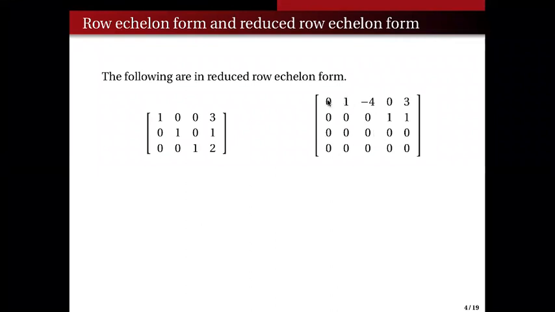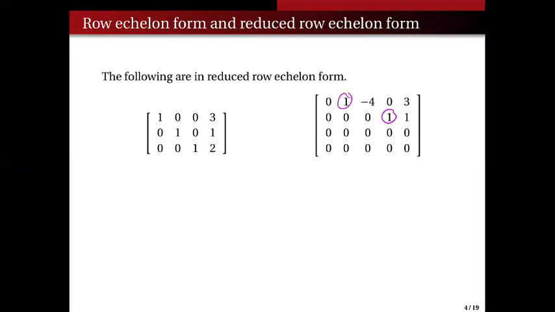This is a leading one. The first row here, this is your leading one. And then on the second row, this is your leading one. So the leading one on the lower row is farther to the right than the leading one on the higher row. In fact, it skipped a column. The leading one here is in the second column, while the leading one here is in the fourth column.